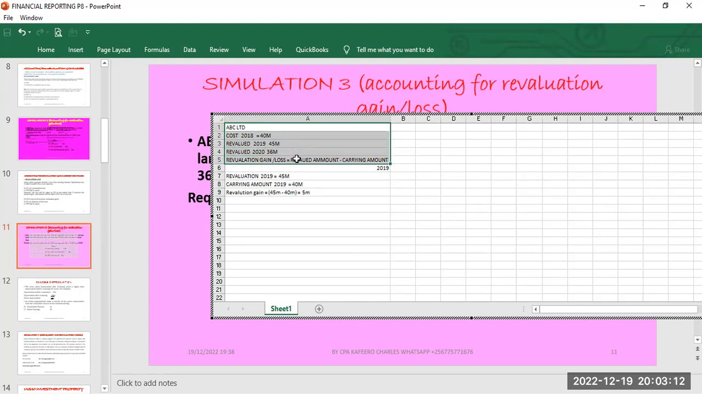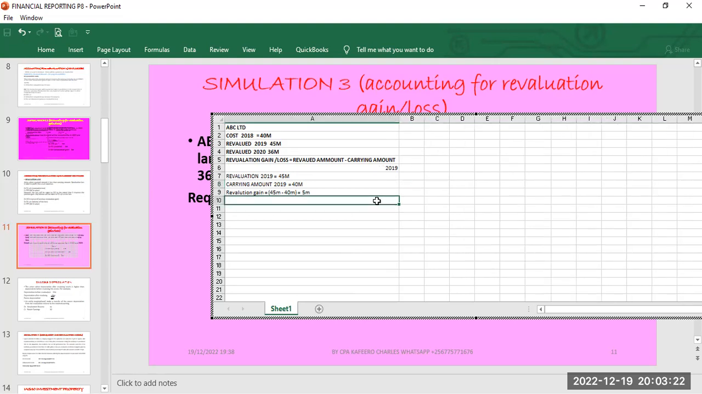Maybe I can make this one a bit bold so that you know that these are hard-coded figures. These are the figures in the question. Okay.